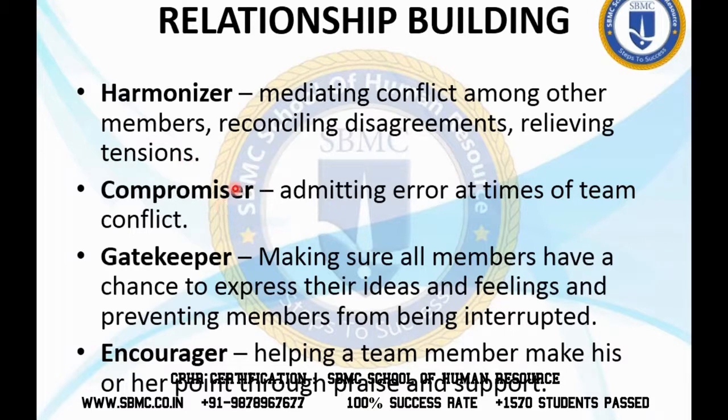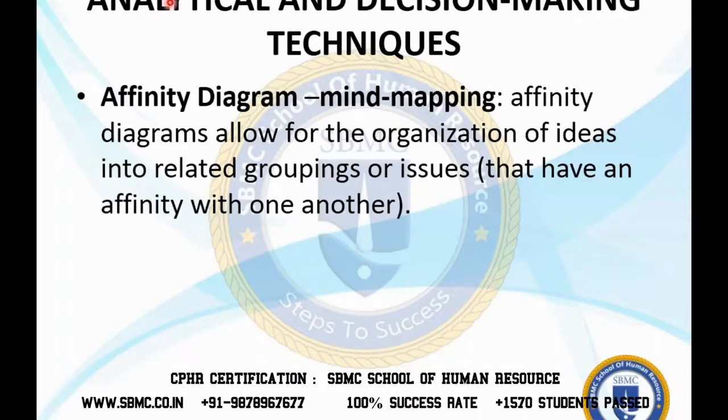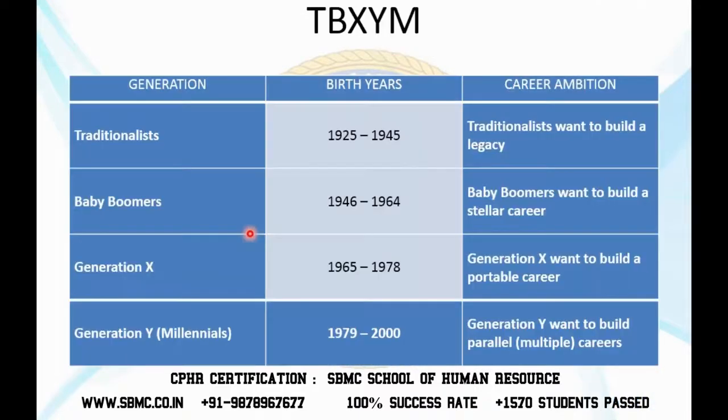The compromiser is the person who admits their error. Gatekeepers are those making sure all the members have a chance to express their ideas and feelings, preventing members from being interrupted. The encourager is helping a team member make his or her point through praise or support. Then you have the analytical and decision-making techniques: affinity diagram and mind mapping. An affinity diagram allows the organization of ideas into related groups or groupings of issues that have a relation to one another.